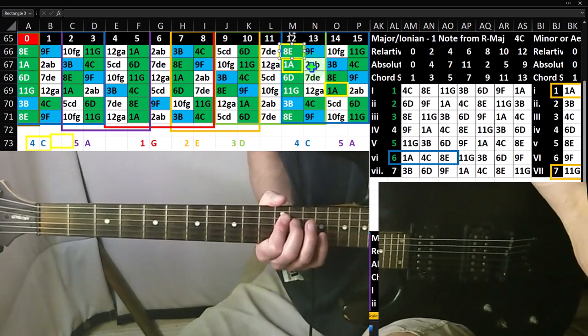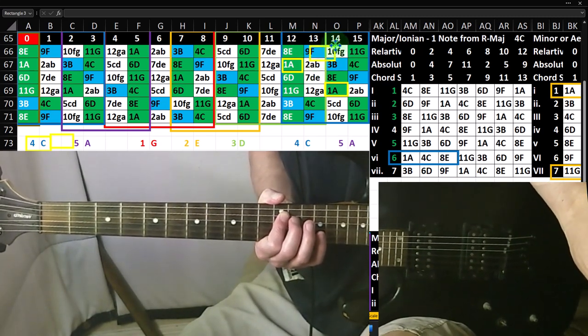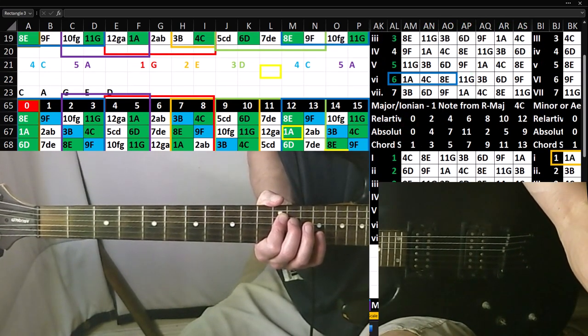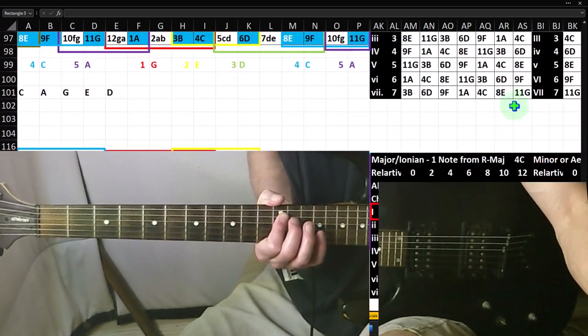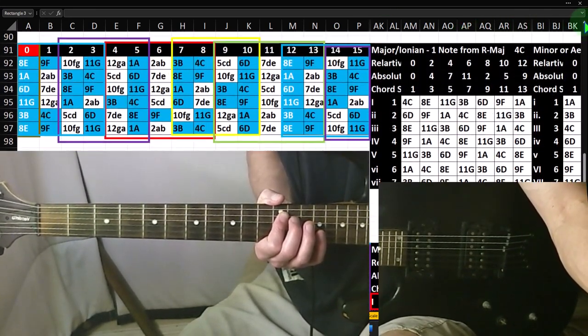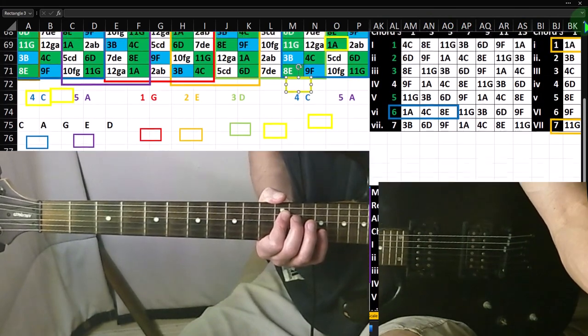And so that way I'm kind of still thinking of myself in the C major, but I'm playing around the A, which means I'm basically playing in the Aeolian or minor mode. What did I do, for crying out loud?